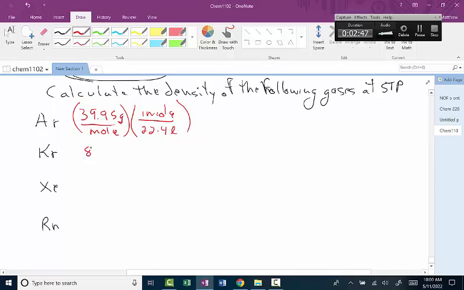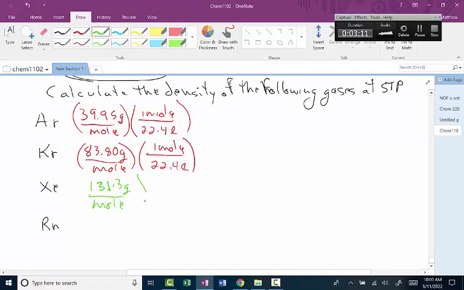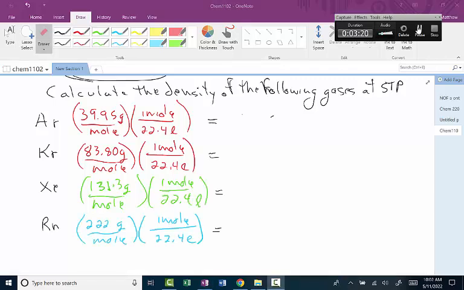Krypton is 83.80 grams per mole times 1 mole per 22.4 liters. Xenon is 131.3 grams per mole times 1 mole over 22.4 liters. And here I have radon. I wrote it down, 222 grams per mole times 1 mole over 22.4 liters.